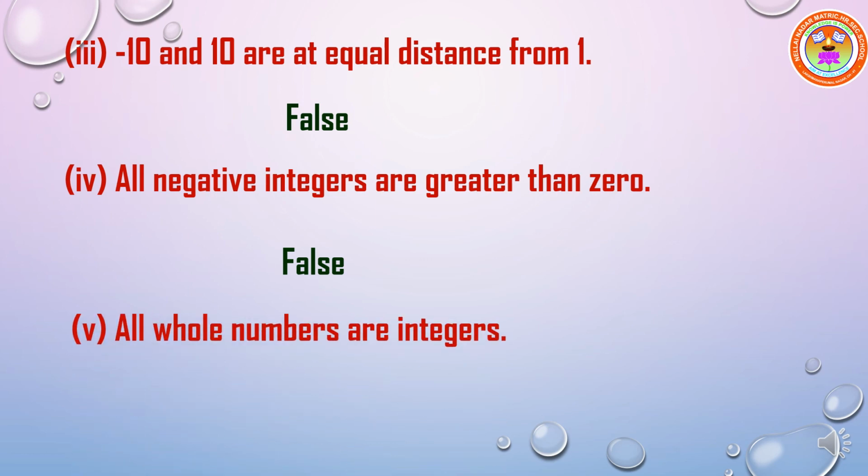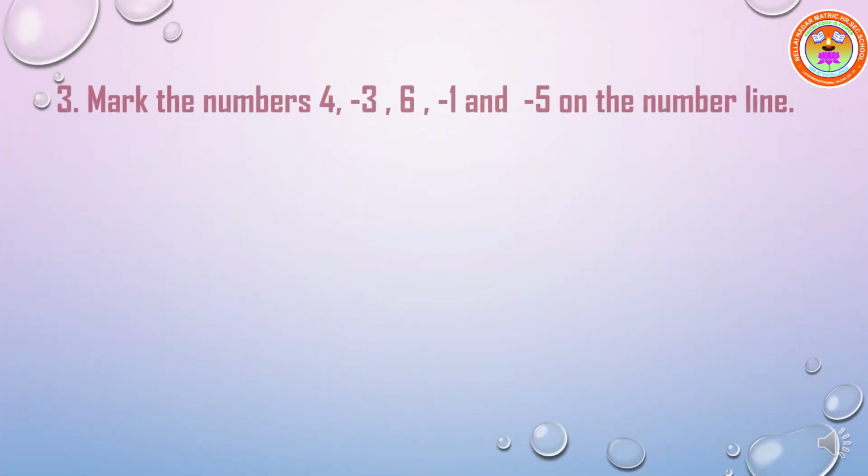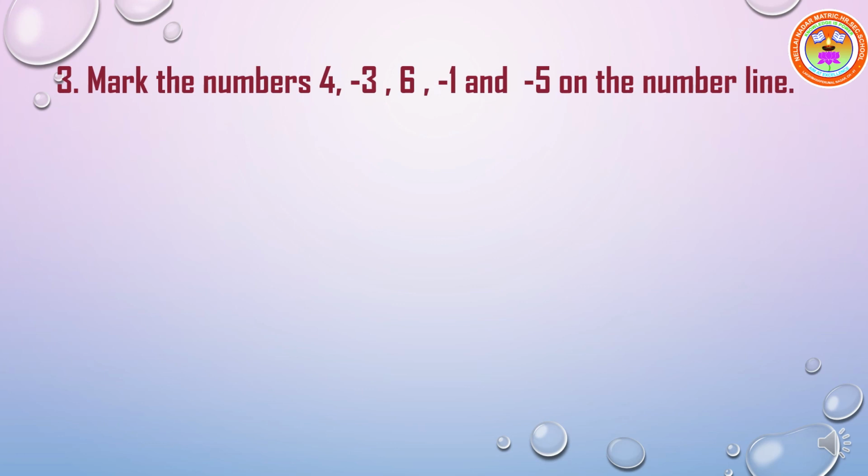Next, fifth subdivision. All whole numbers are integers. Yes or no? True, they are integers. Okay. Next, we'll move on to the third question. Mark the numbers 4, -3, 6, -1 and -5 on the number line.